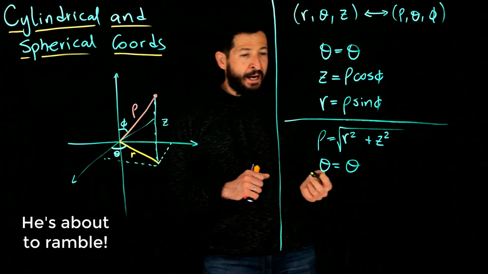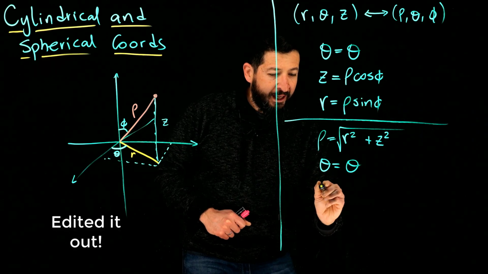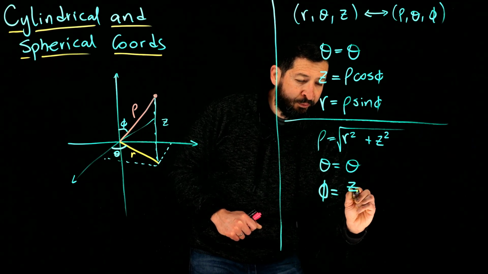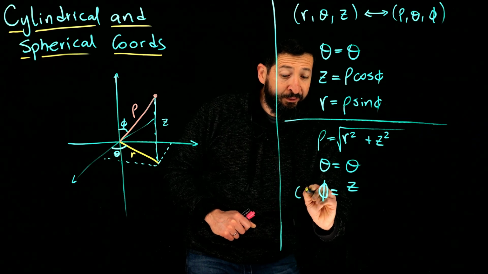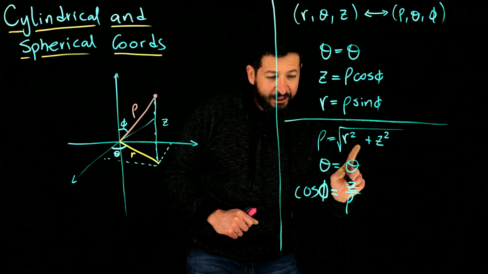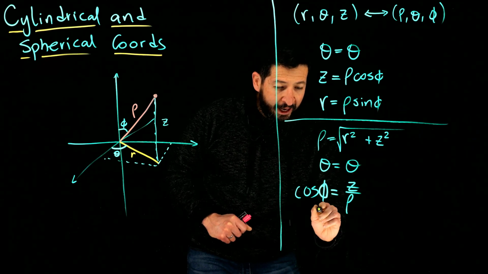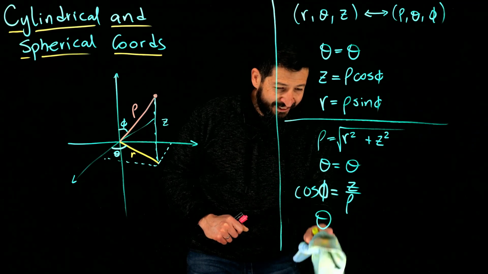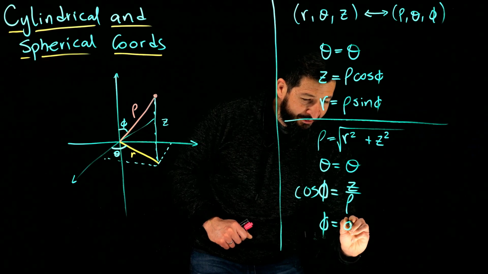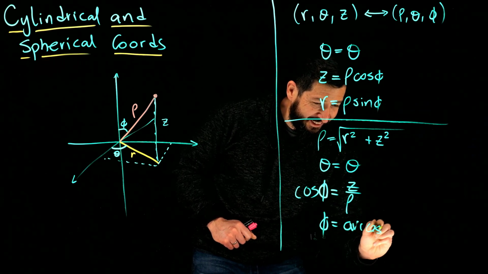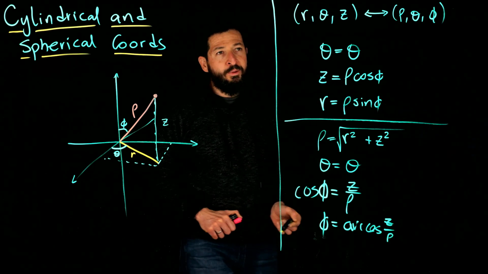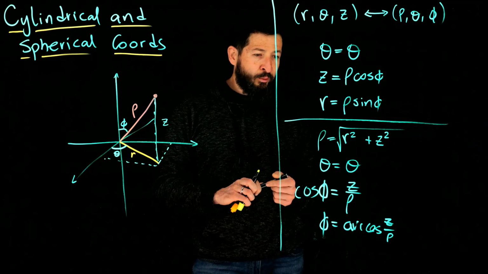And then what do I need? I need a phi. Solve from here, and you're going to have that cosine of phi is given by z over rho. Z over rho, which is not the same as z times rho, which that would be 0. Then you get that phi, not theta, phi is going to be equal to the arc cosine of z over rho. So you use this formula now to convert from one to the other.